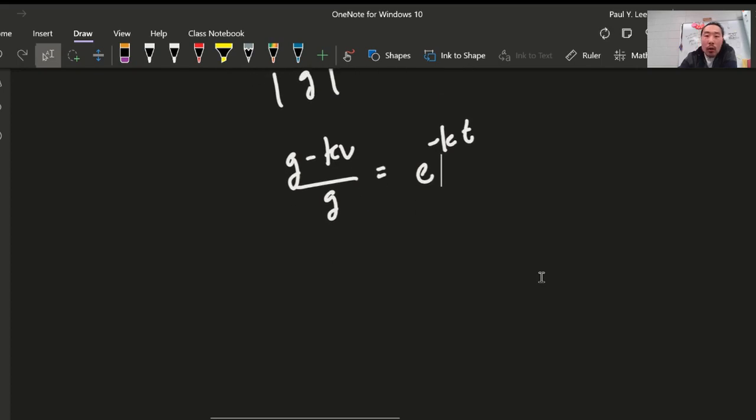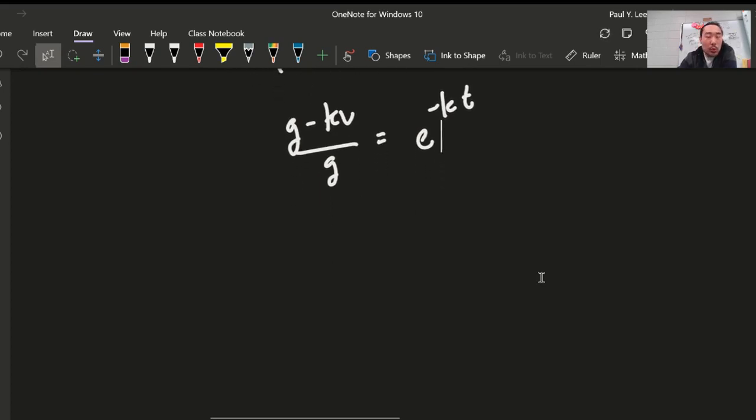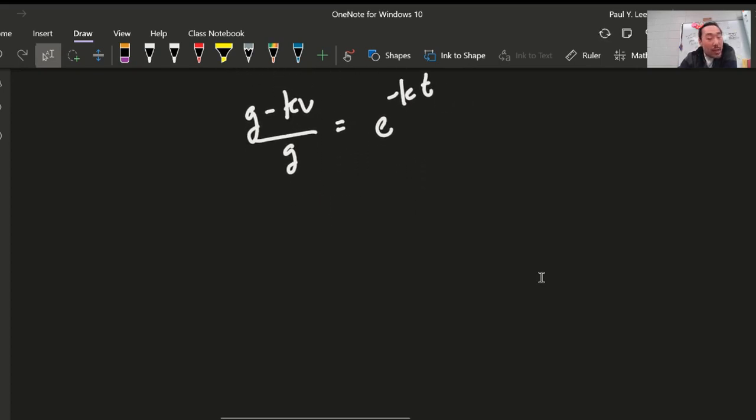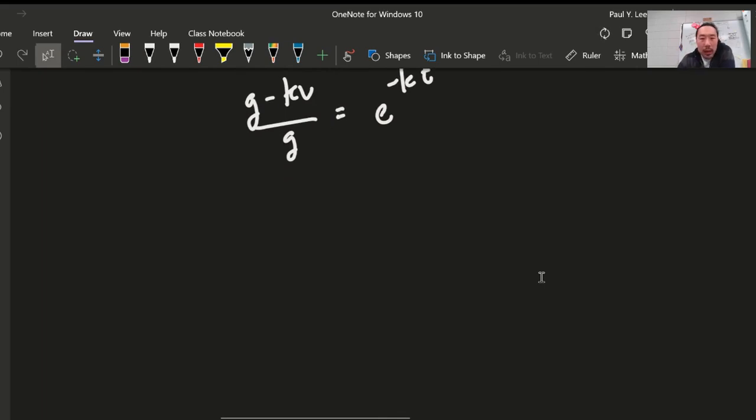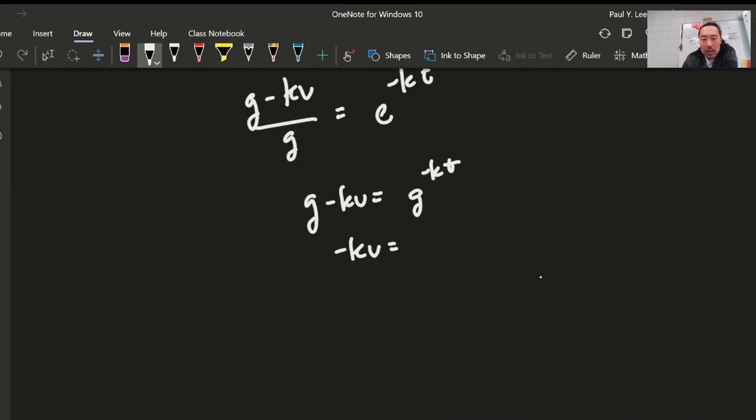Okay, and now what we can do is a little bit more algebraic, where that v is still there, and we want to extract that v. So I'm going to multiply both sides by g, and so we get g minus kv is equal to g e to the negative kt power, and then I'm going to subtract g from both sides. So we get negative kv is equal to g e to the negative kt minus g, like so.